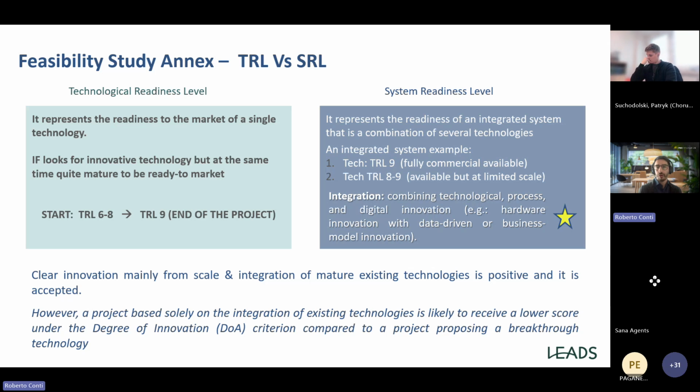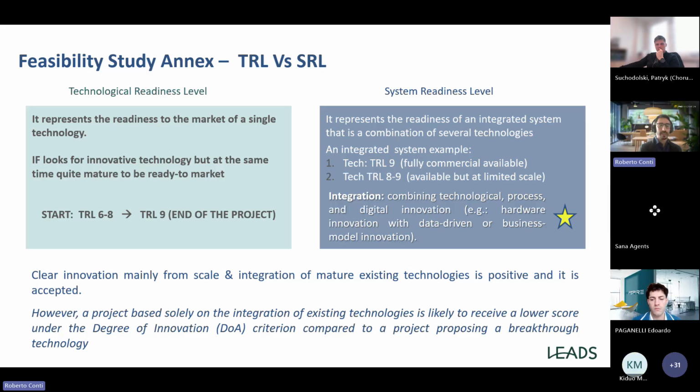So sometimes you have already fully commercially available solutions, but you can integrate them together, combining technological solutions and processes with digital innovation, with a new business model innovation, with hardware, with a digital twin, for instance. In this case, you are not increasing your TRL, which is already 8 or 9, but you are increasing the system readiness level. And this is also allowed for the Innovation Fund. So you can apply also in this case.